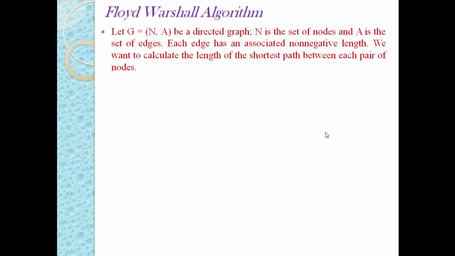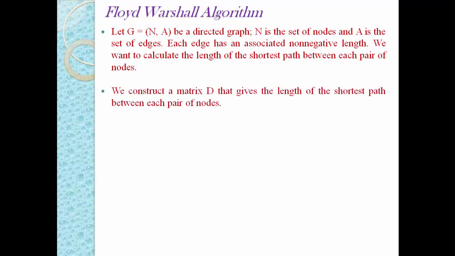Suppose we have one graph with capital N nodes and capital N edges. All the edges are non-negative, so the length of every edge is non-negative, and we want to calculate the length of the shortest path between each pair of nodes. As per the dynamic programming concept, we have to construct one matrix, capital D matrix, that gives the length of the shortest path between each pair of nodes.